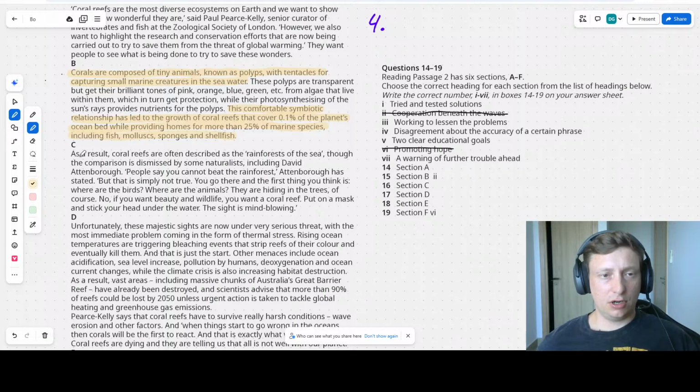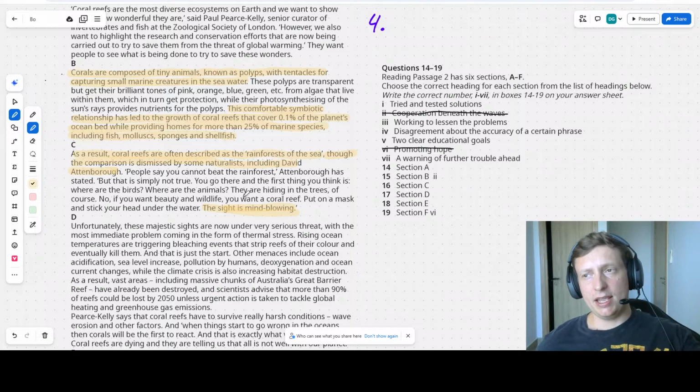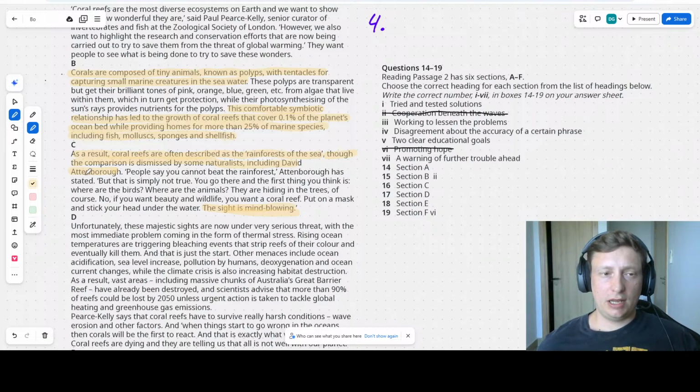So as a result, coral reefs are often described as the rainforests of the sea, though this comparison is dismissed by some naturalists, including David Attenborough, who has a fantastic voice. Okay, so this is about a name for the rainforests and whether people agree with that name or not. The final sentence is saying that the sight under the sea is mind-blowing. So we've got a name for the rainforest and it is mind-blowing. So that's my title from the first sentence and the last sentence.